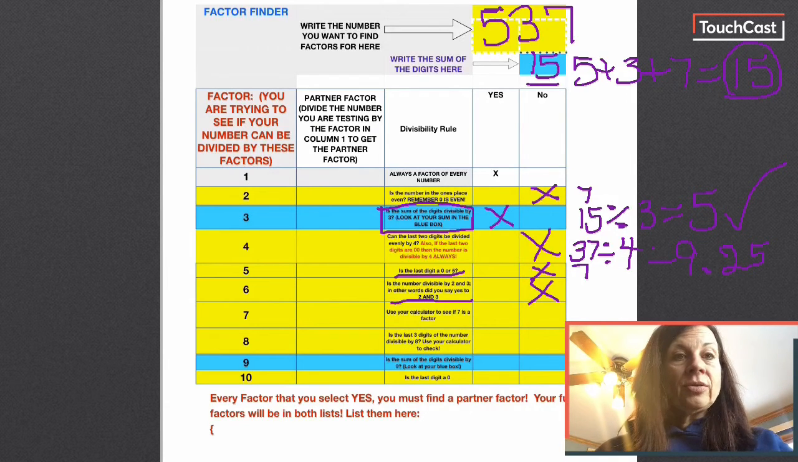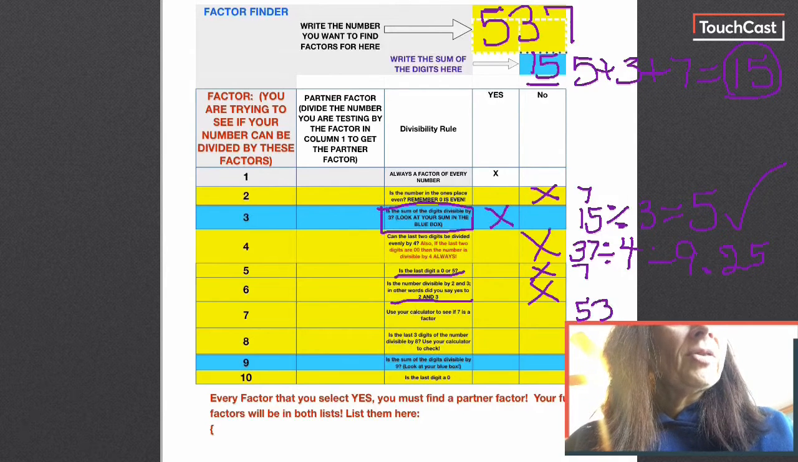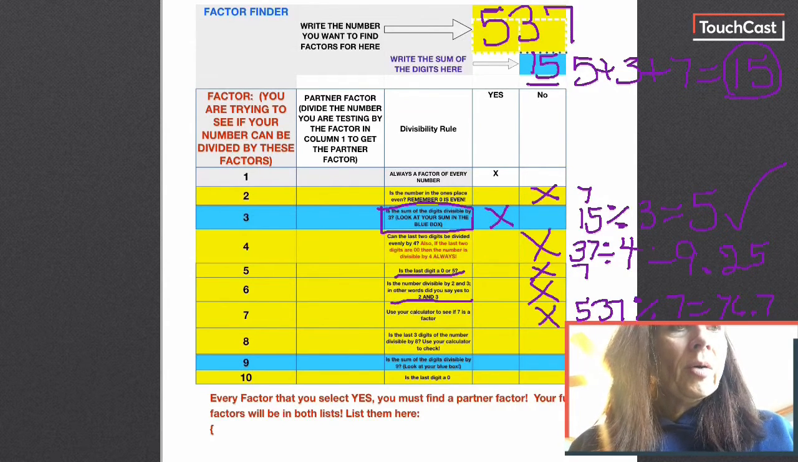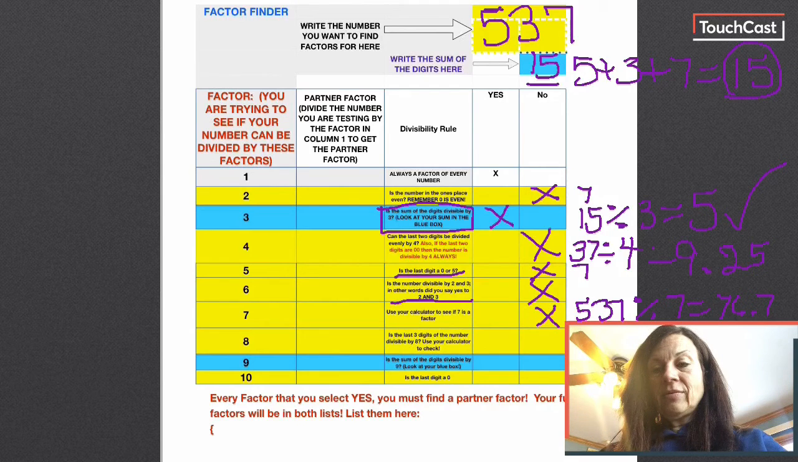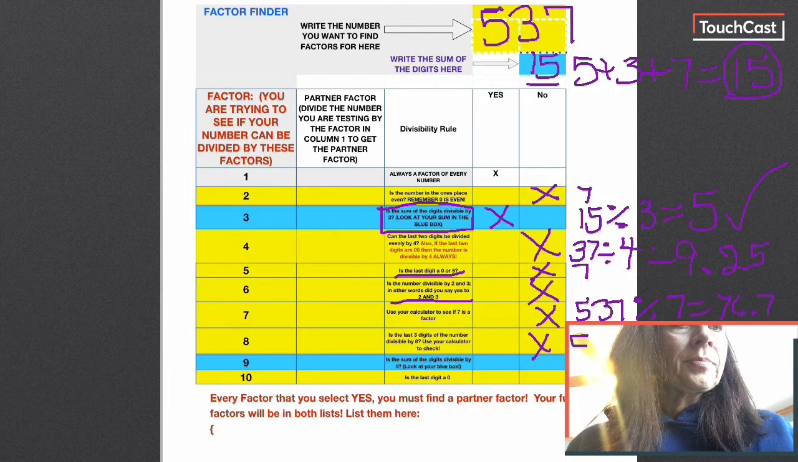Now let's go ahead and use 7. 537 divided by 7. Oh no, it's a huge decimal. 537 divided by 7 gives me 76 point something. So decimal, no. 537 divided by 8. Another decimal, no.